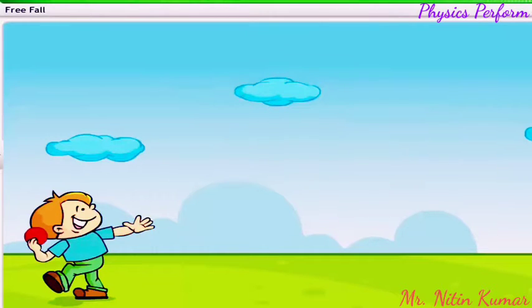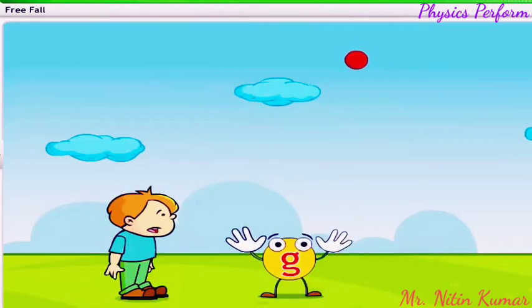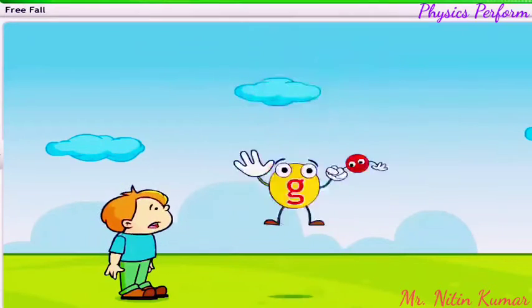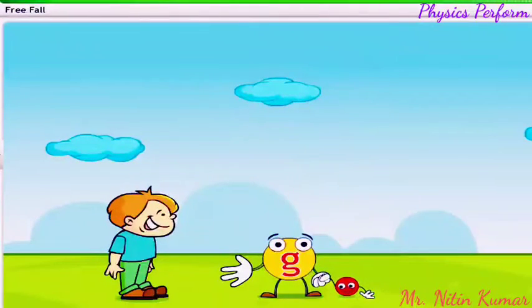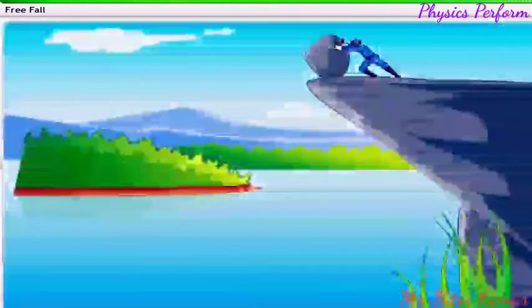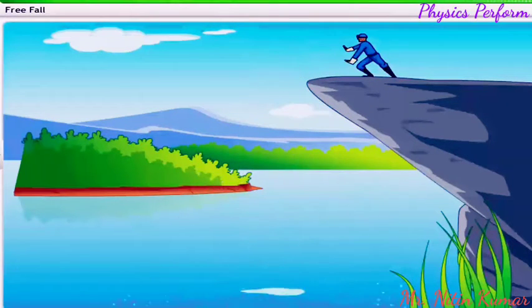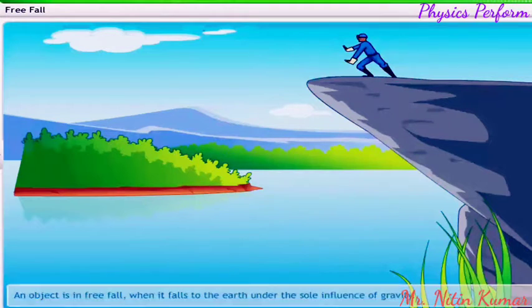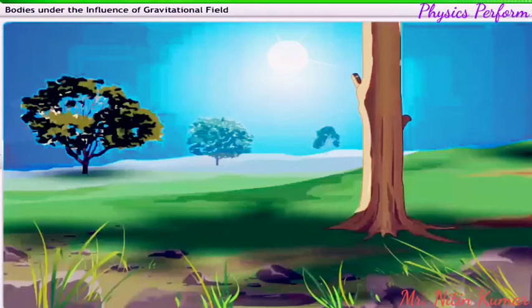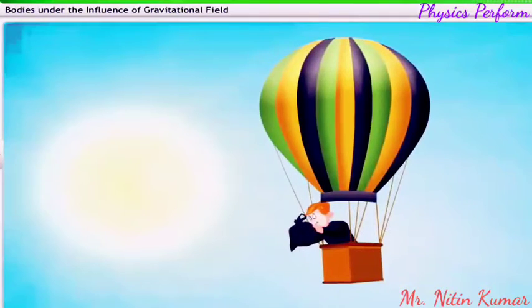As we mentioned before, when you throw an object up, it comes down due to gravity. Thus, when an object such as this boulder is pushed or thrown from a height, it falls to the earth. Such an object is said to be in free fall. An object is in free fall when it falls to the earth under the sole influence of gravity. A fruit falling off a tree or a sandbag thrown off a hot air balloon hurtles towards the earth in a free fall.